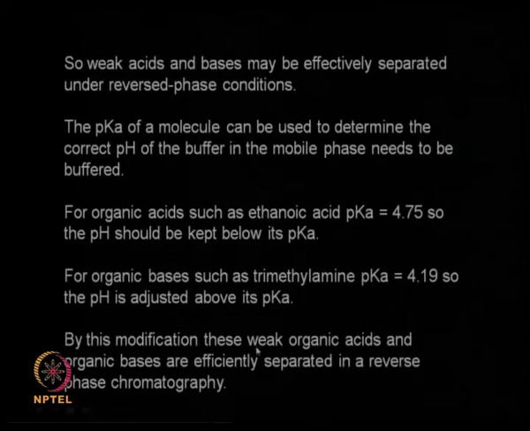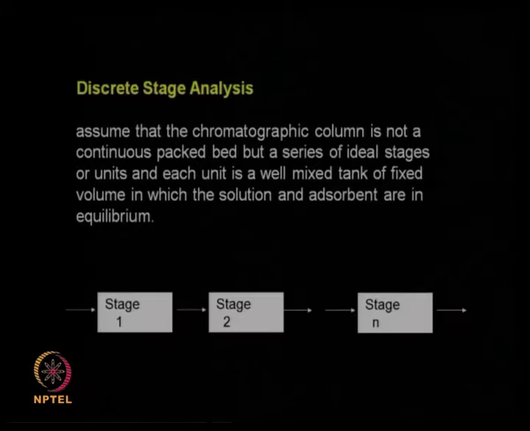So by this modification, these weak organic acids and organic bases are efficiently separated in a reverse phase column. Otherwise if you do not suppress the ionization, these acids or these bases will get ionized, and the separation efficiency of these compounds is extremely poor in a reverse phase chromatographic system. So this is called ion suppression reverse phase chromatography.